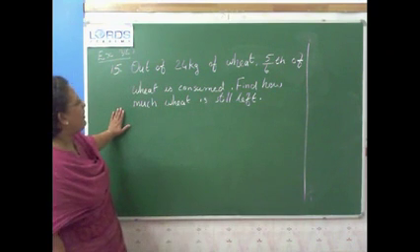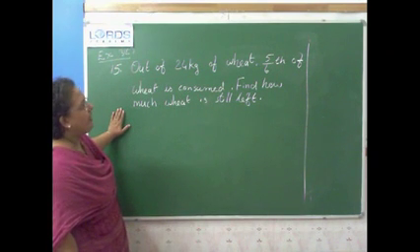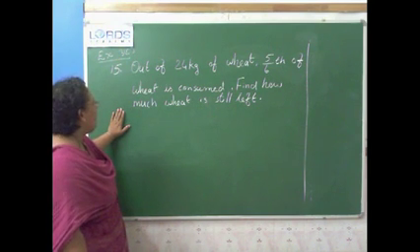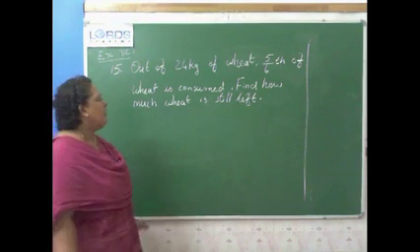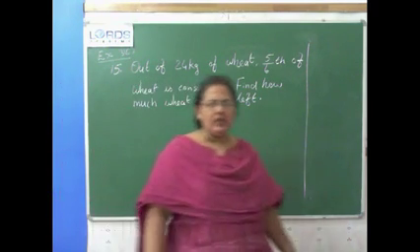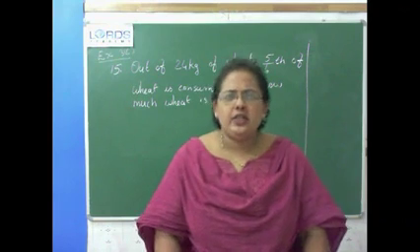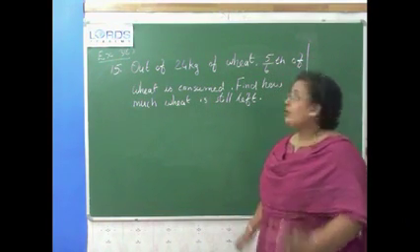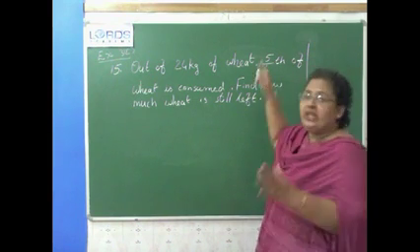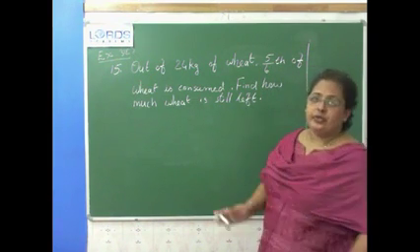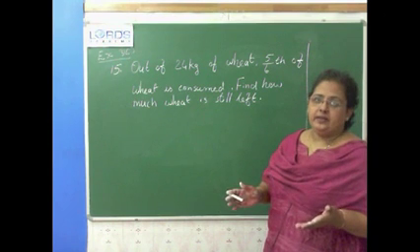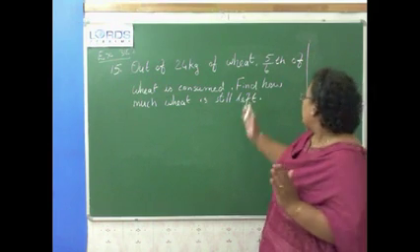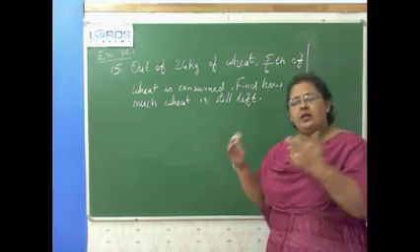Out of 24 of wheat, 5/6 of wheat is consumed. Find how much wheat is still left. What is the meaning of this one? Total weight is given to you, that is 24 kilograms. And out of that, 5/6 of that total weight of wheat is consumed. So, what does that mean? 24 kilograms of wheat is there in total. Out of it, 5/6 of the total weight is already consumed.